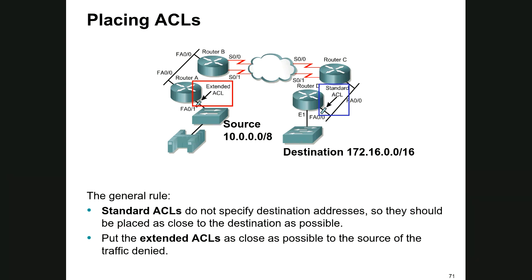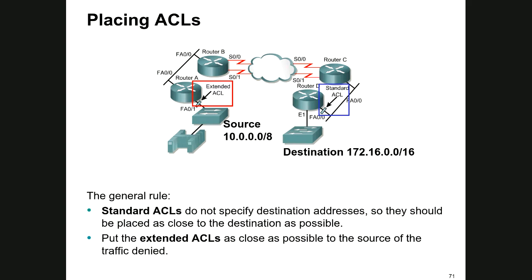If it's a standard ACL, since we cannot specify the destination address like we can for extended, we have to place it as close as possible to the destination being protected against the boss's worthless nephew. That's not efficient, because the traffic has to go through all these expensive leased data lines and then get filtered.